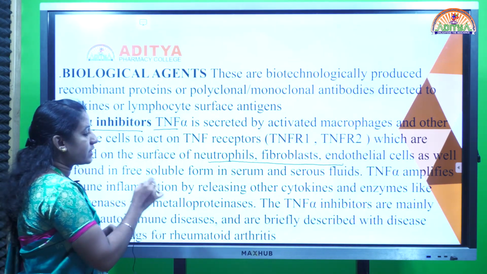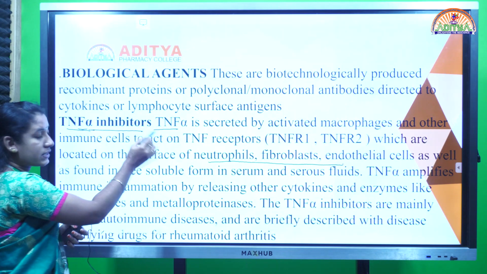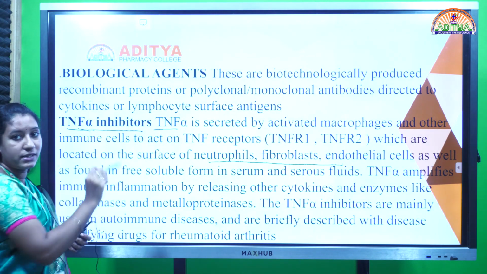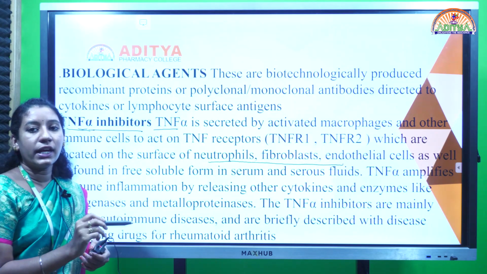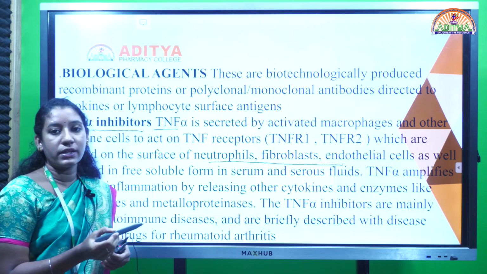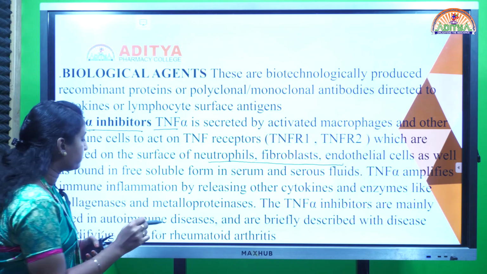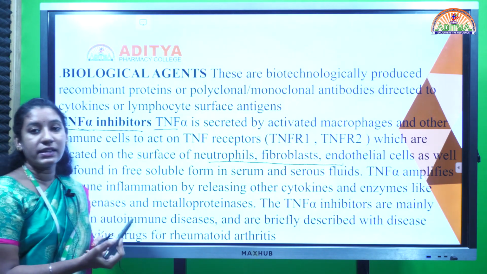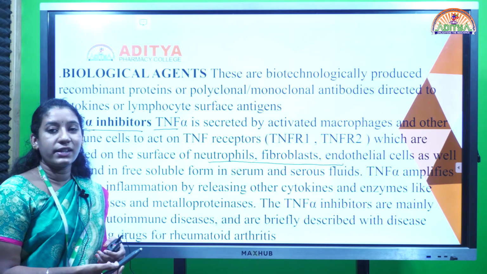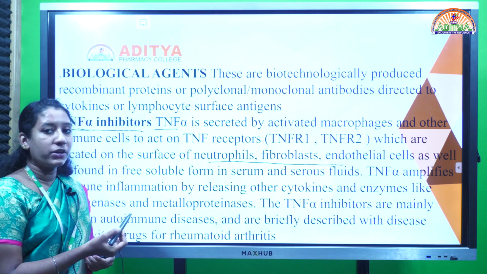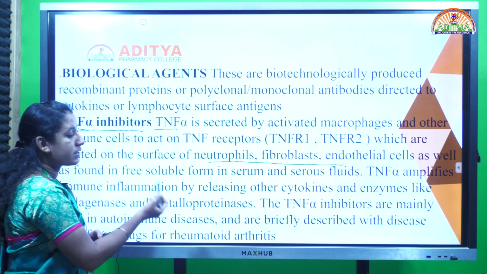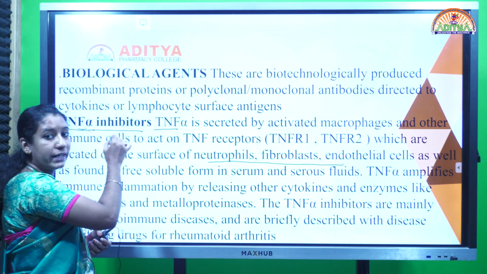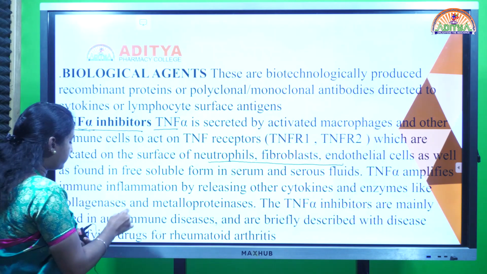Next, the TNF alpha inhibitor class of drugs will inhibit this tumor necrosis factor, and if it is inhibited, it won't amplify the immune responses and there will be no production of immune responses. How does this TNF cause the immune responses? By releasing various kinds of cytokines and enzymes like metalloproteinases and collagenases. So the class of drugs which belongs to TNF alpha inhibitors will inhibit the TNF alpha receptors.